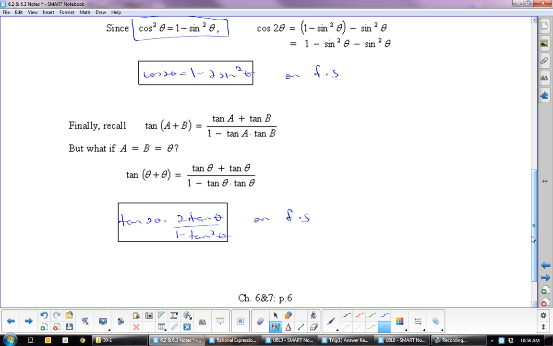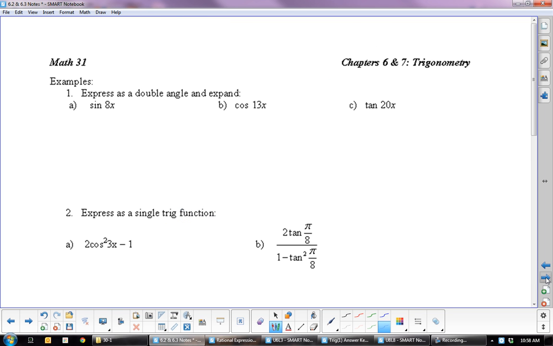Okay, so more importantly is how do you use these things and what kind of questions can be asked. It says express as a double angle, right? So if you're looking on your formula sheet, all the double angles are there: cos 2x, there's the 3 of them, and then sine 2x just has the one formula, and tan 2x has just the one.